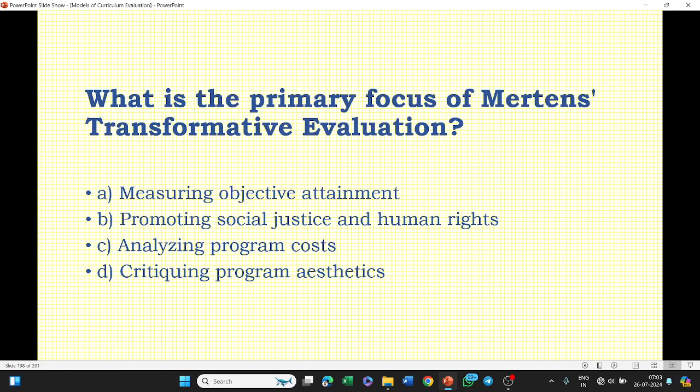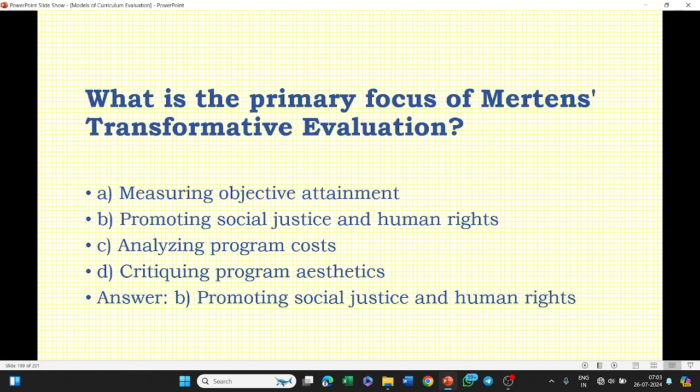What is the primary focus of Mertens's transformative evaluation? Options: measuring objective attainment, promoting social justice and human rights, analyzing program cost, critiquing program aesthetics. The answer to this question is option B, that is promoting social justice and human rights.